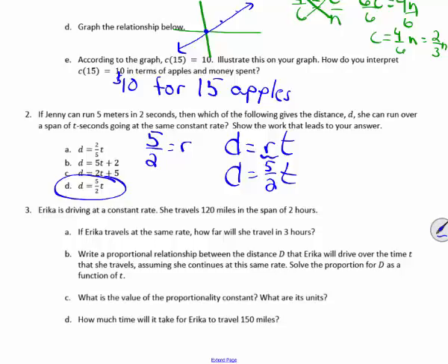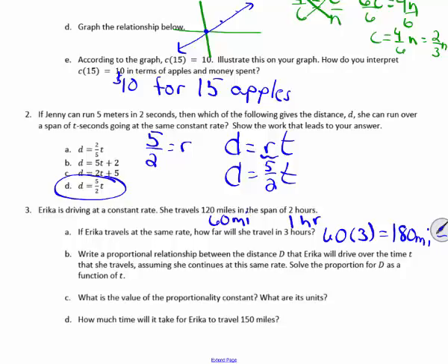Erica is driving at a constant rate. She travels 120 miles in the span of 2 hours. If Erica travels at the same rate, how far will she travel in 3 hours? Well, you can do this one of 2 ways. To simplify things, I know if she's going 120 miles in 2 hours, she's going 60 miles in 1 hour, which means if she's traveling for 3 hours, I can do 60 times 3, 180 miles.